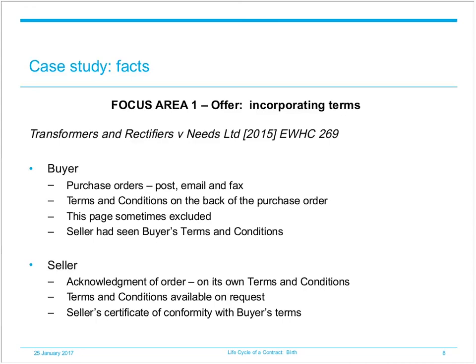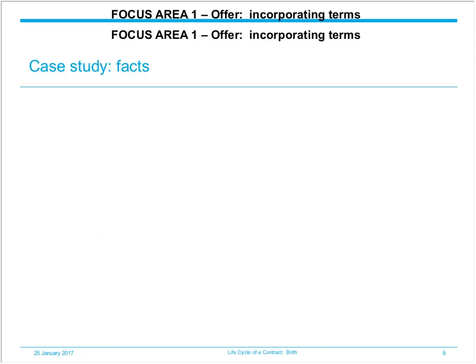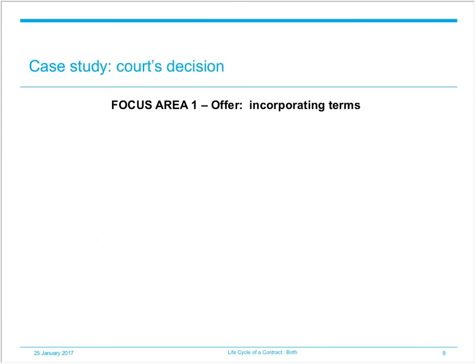Let's look at what the court said now. Well, in respect of the buyer's case, the court identified a problem with the buyer's different methods of placing orders. Although it sent the orders from time to time by post, in which case the terms and conditions were included, and even though the seller admitted it was aware of the terms and conditions, the court said that because the buyer didn't follow a consistent practice of enclosing them with every purchase order, it had not made it clear to the seller that it was seeking to rely on them. Therefore, the buyer had not done what was necessary in order to incorporate its T's and C's into the contract.